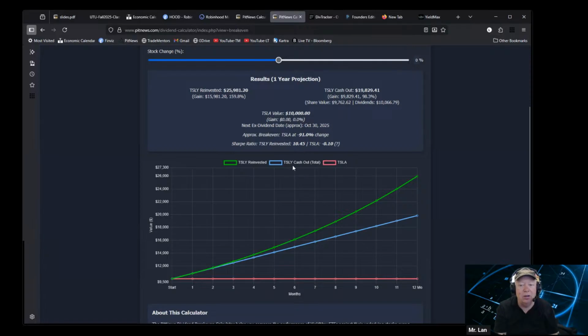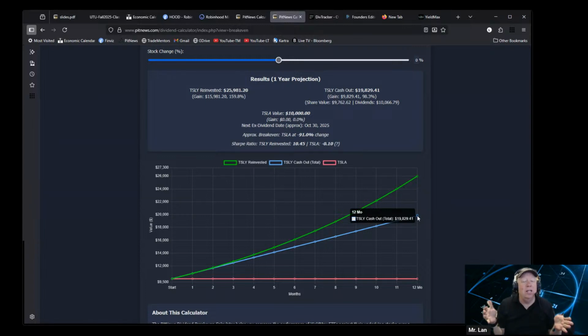There it is, cash out. If you just took every single penny they gave you, it did this. $19,829. So it went from 10,000 to 19,000. You still made $9,000 in a market where underlying Tesla went to zero, or didn't go to zero. It made nothing. For the whole year, Tesla made nothing.